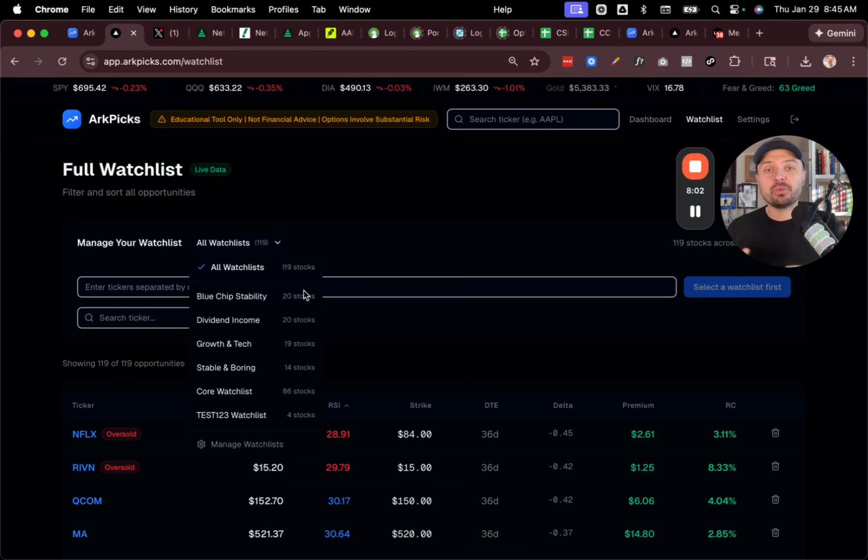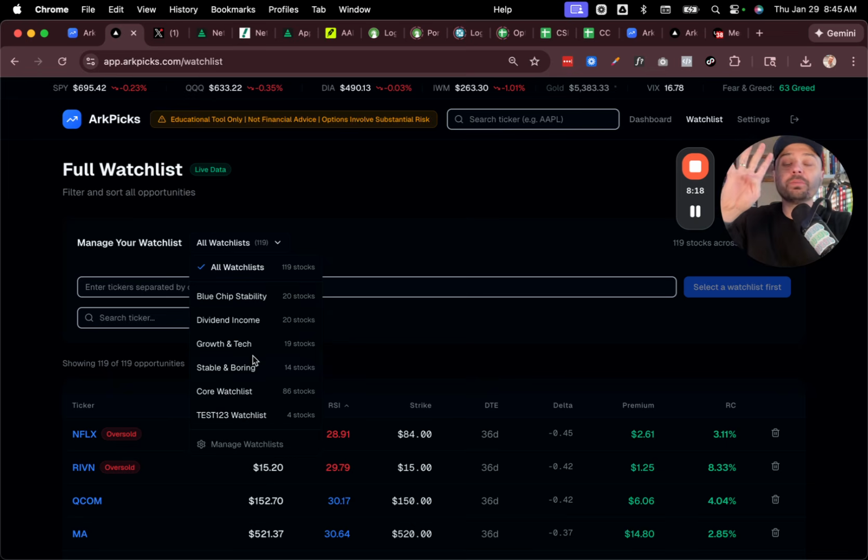So cheaper wheel strategy stocks, more dividend paying stocks, income-based stocks, growth and tech stocks, stable and boring stocks. I've created multiple watch lists here that if you're just getting started and you're looking for some ideas of some different kinds of companies that you can go research for yourself, I've added those in here.